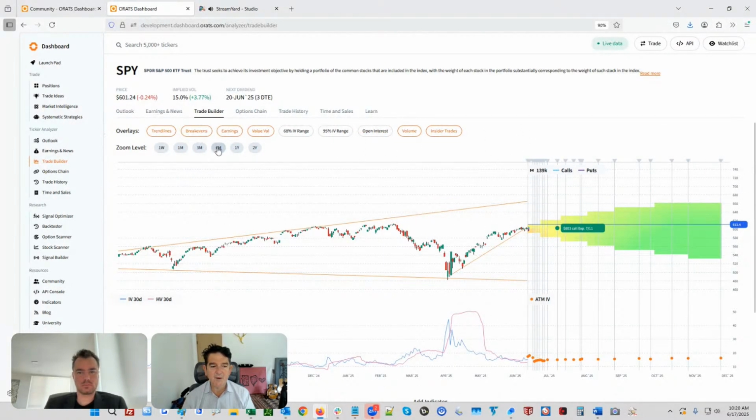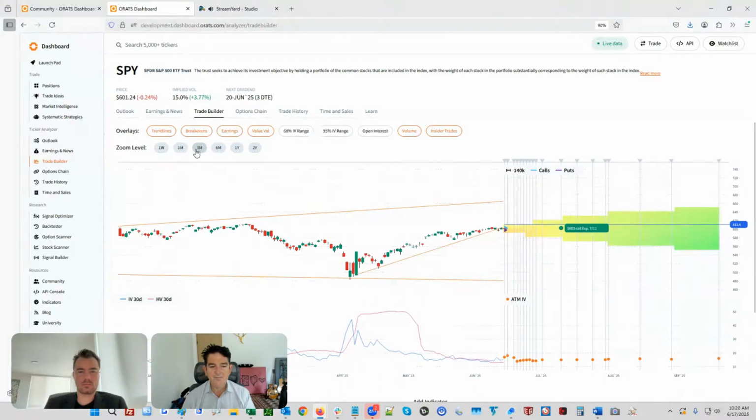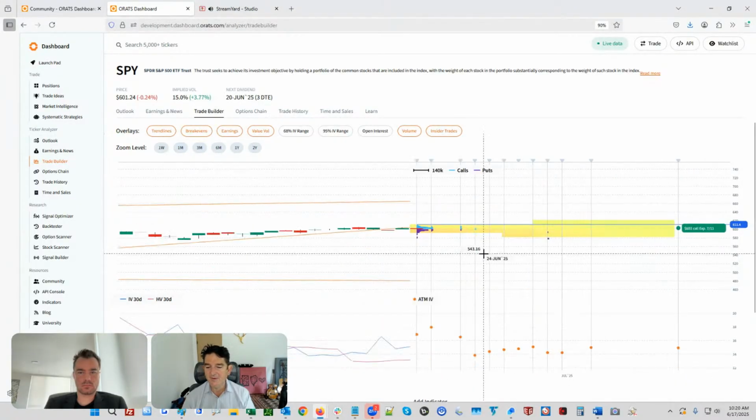We could zoom in a bit. You could see that a lot of the volume is in the front days, that's the 0 DTE stuff going on. Look how much more volume is in the 0 DTEs than any other month. That's kind of crazy.